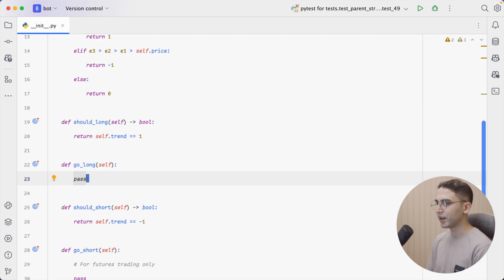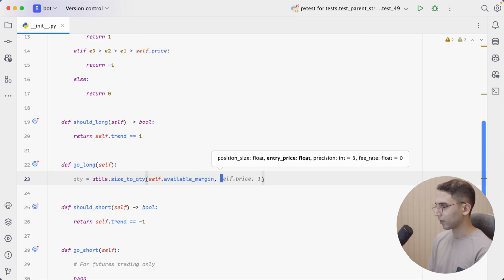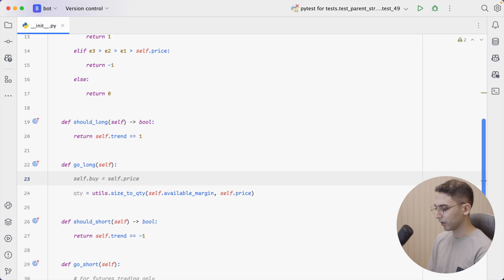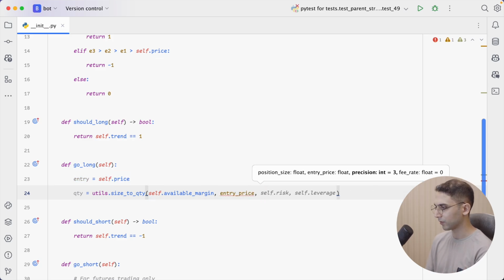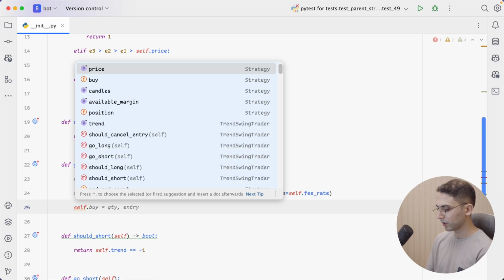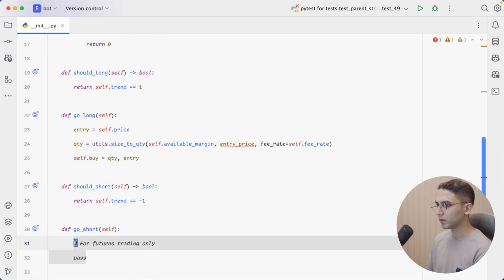As for position sizing, first I'm going to give it my entire capital to just open a position with the market order. So I'm going to say quantity equals utils.size_to_quantity. First I'm going to pass my entire available margin, and for entry I will pass the current price. Actually, let's create a new variable here for it. So entry is going to be self.price, and as for fee rate I will pass in self.fee_rate. So my buy order is going to be quantity and then the entry, and I will do the opposite for my go_short method.